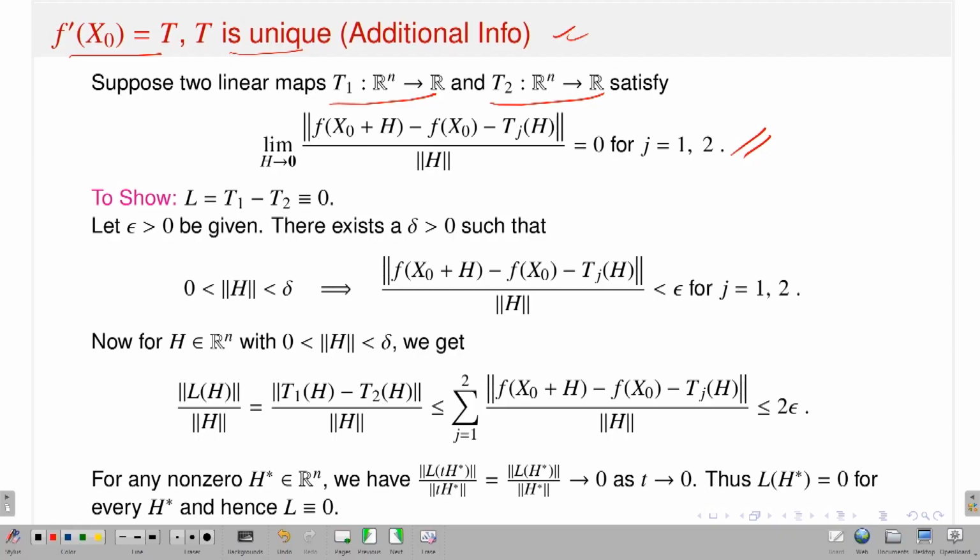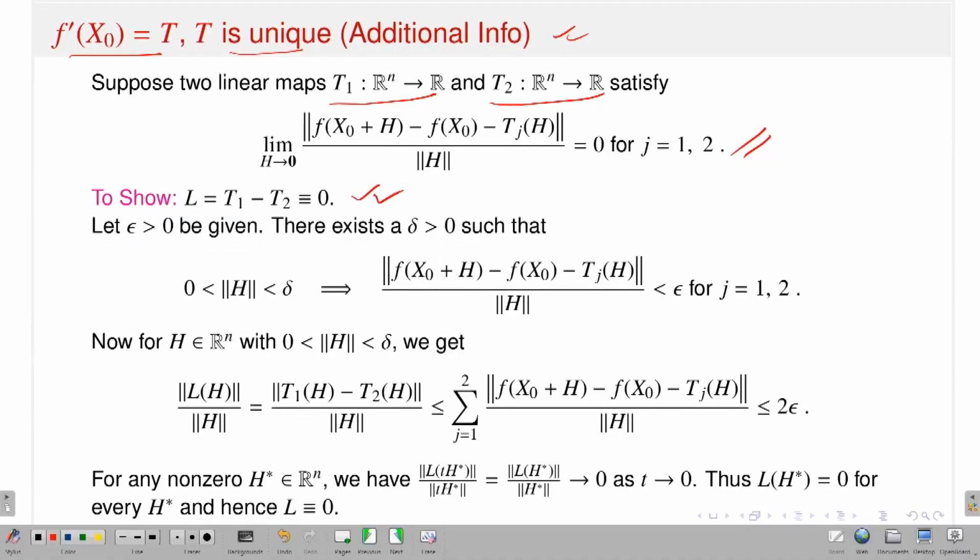And suppose at the same time, the limit as h approaches 0 of the norm of f of x naught plus h minus f of x naught minus T2 of h, this norm divided by norm h, is 0. Suppose I have this information, then I have to show that T1 is equal to T2. Then I will say that if the derivative exists, it is unique. So I have to show that T1 is equal to T2.